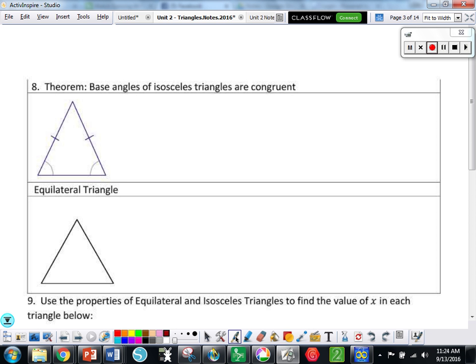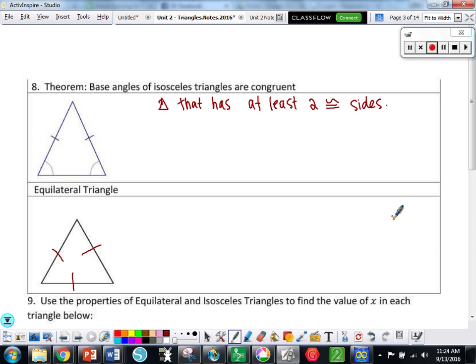Okay, what's an isosceles triangle? A triangle that has what? I'm going to say at least two equal sides. So technically an equilateral triangle is isosceles. It's just a little bit more specific, right?